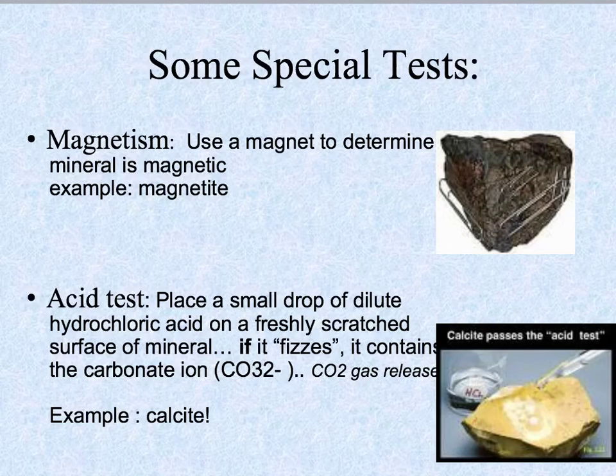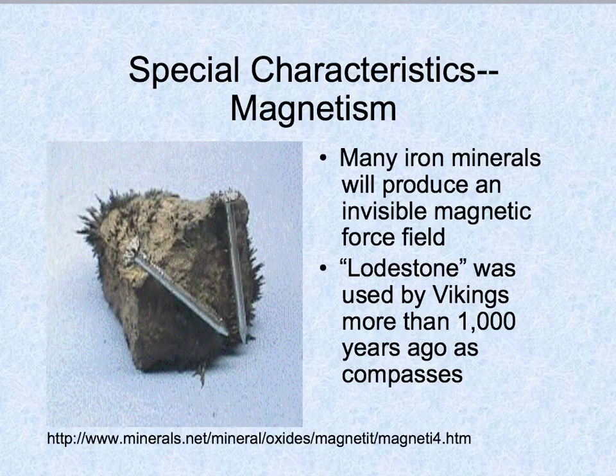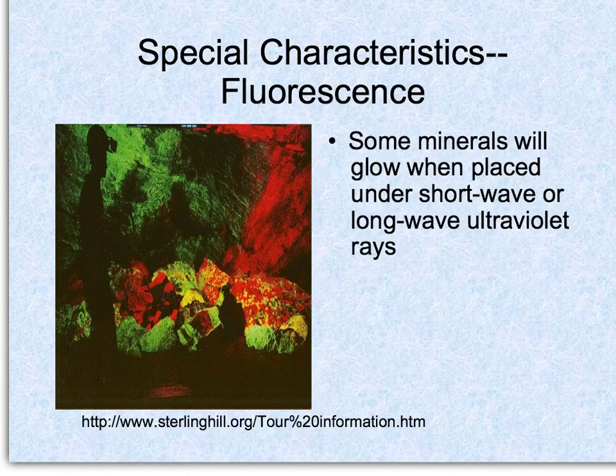There are some special properties that can be tested. One of them is magnetism, another is acid test, and another is fluorescence that we'll be able to see in the laboratory. Magnetism is going to be pretty obvious. You're going to hold a magnet to your sample in several places and see if it has an attraction for the nail. Fluorescence is an interesting test to help identify minerals, and you'll be able to see that live in the classroom in the next couple days.